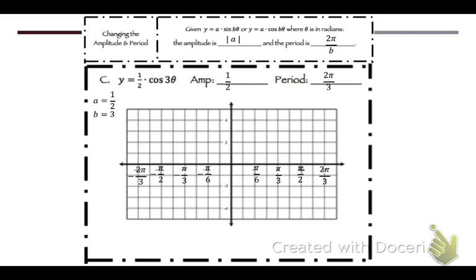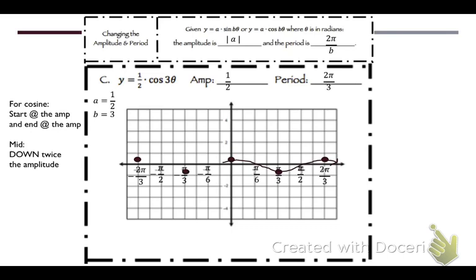Okay. Again, cosine, start at your amplitude. So my amplitude is 1/2. So I'm going to start right there. That's about 1/2. Then I'm going to end at 1/2 also. Go to the middle, go down twice your amplitude. So twice, 2 times 1/2 is 1. So I'm just going to go down 1. And I'll be right there. Draw my graph. And I also have to do it on the left side. So at 2 pi, and then go down right there, draw that piece of the graph. Okay?